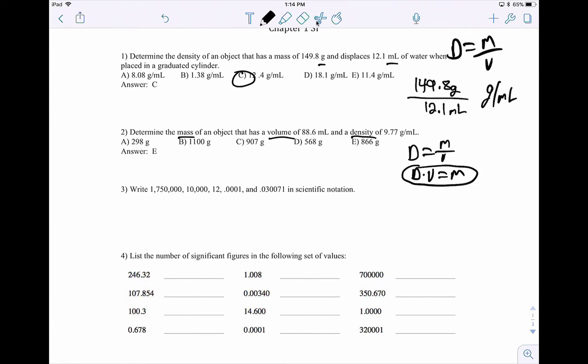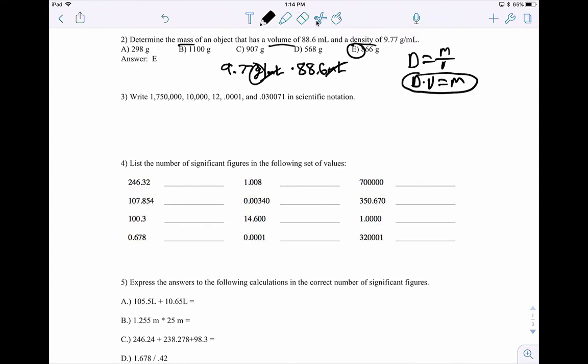So if you multiply the density, 9.77 grams per milliliter, by the volume, 88.6 milliliters, right? Notice that the milliliters is in the denominator here. It's in the numerator here, and so they cancel out. And that leaves you with units of grams only, which is fantastic because that is the units of the answer choices. Multiplying these two numbers will give you 866 grams, which is choice E.